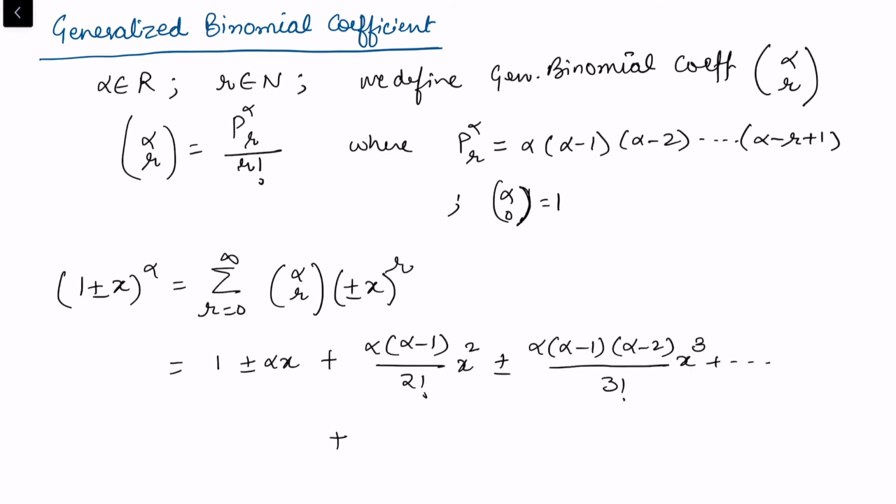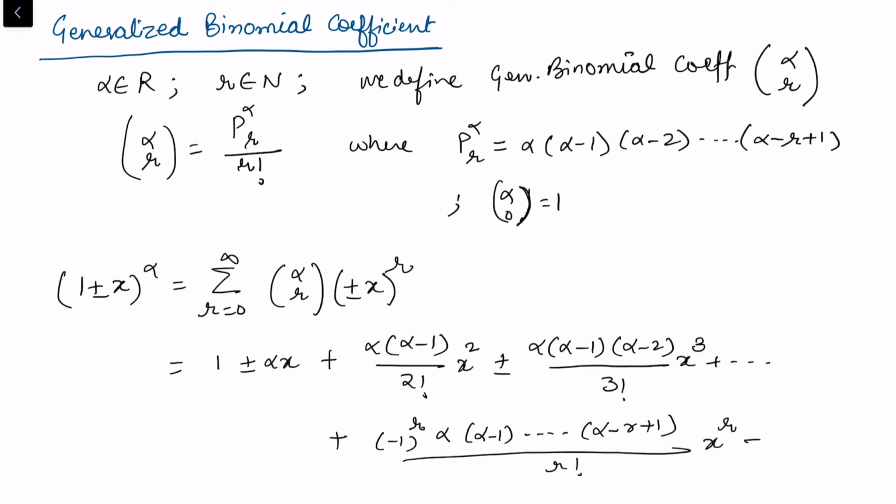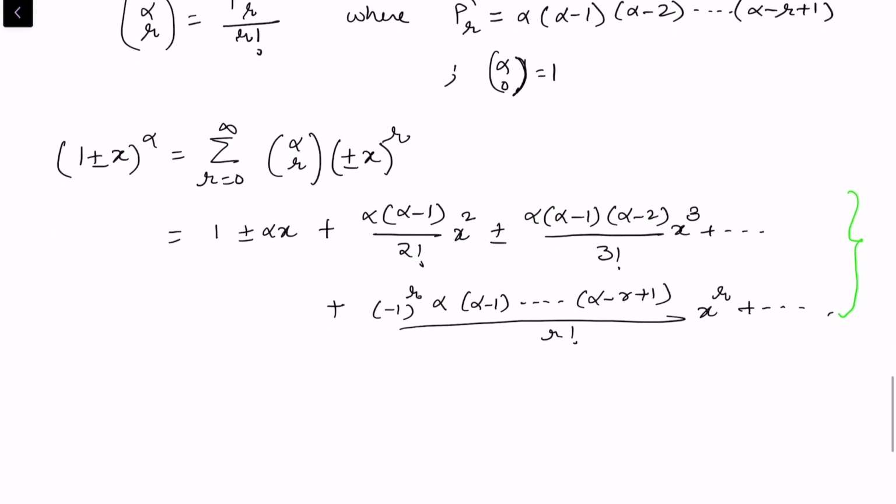The general term will be (minus 1) to the power r alpha into (alpha minus 1) and so on up to (alpha minus r plus 1) divided by r factorial into x to the power r, plus so on. So in case you want to take a particular value and substitute into this one, you will see that this reduces to the same formula that we are already doing for the binomial coefficient.